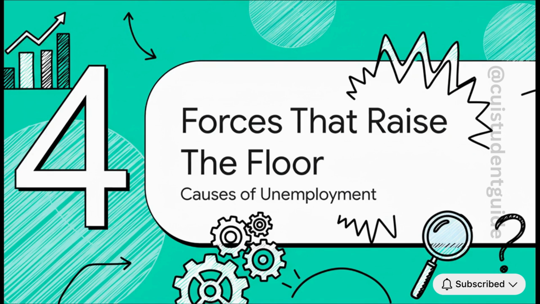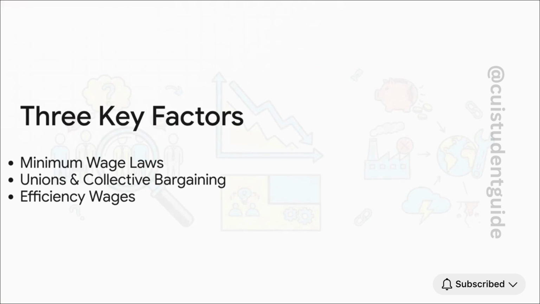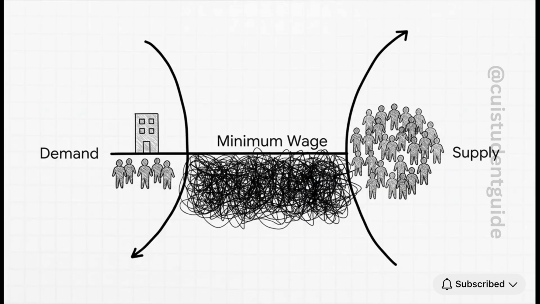So if structural unemployment is the bigger long-term challenge, what actually causes it? What forces in our economy are creating this persistent mismatch? Well, economists usually point to 3 key factors that can push wages above the natural market rate, which ends up creating a surplus of labor. And a surplus of labor is just another way of saying unemployment. First up, minimum wage laws. The economic theory here is pretty straightforward. If the government sets a wage floor that's higher than what the market would have paid for certain jobs, businesses might hire fewer people. The result? More people want those jobs than there are jobs available.